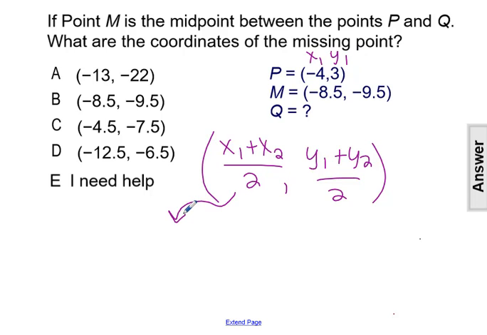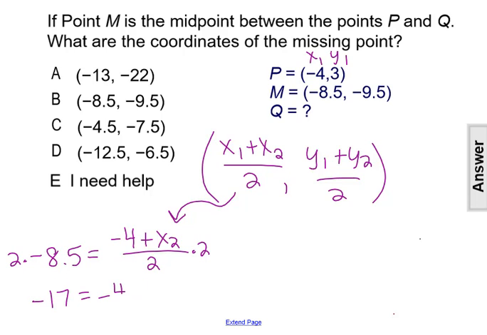If we first look at the x coordinate, we can set the x coordinate of the midpoint, negative 8.5, equal to x1, negative 4, plus x2, which we don't know, over 2. But now we can solve for x2. We'll multiply both sides by 2, which will give us negative 17 equals negative 4 plus x2. And if we add 4 to both sides, we get that x2 is equal to 13.